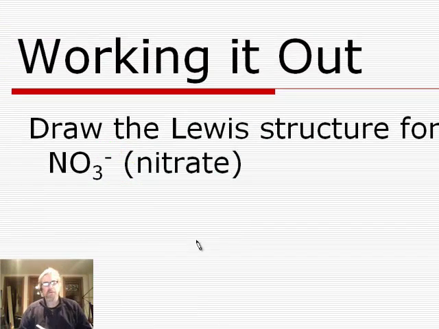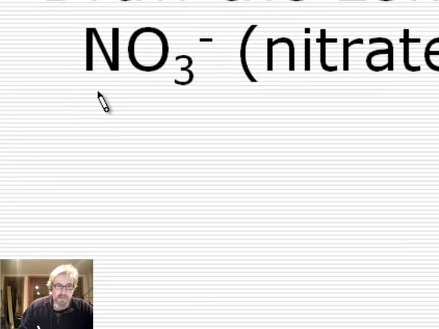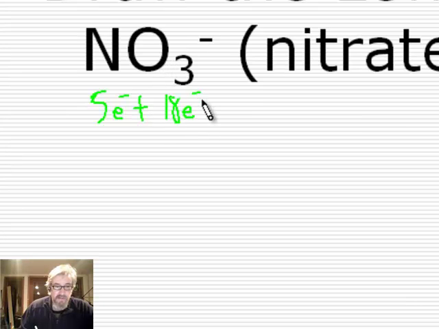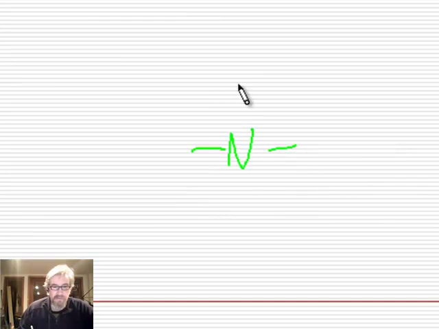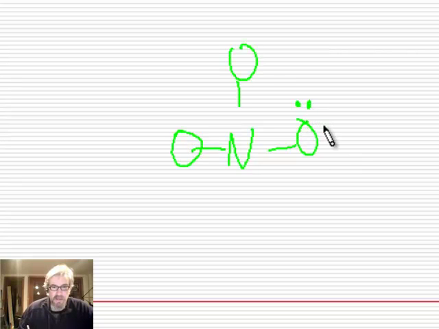One more, nitrate. Nitrate is NO3 1-. Here's your answer. Nitrogen gives you 5 electrons because it's in column 5. 3 oxygens, column 6, will give you a total of 18 electrons. And it's a 1- charge, so I'm going to add 1 more electron to account for that. And I end up with 24 electrons in my structure. Put nitrogen in the middle, surround it by 3 O's, and then fill octets. And the nitrogen needs 1 lone pair.